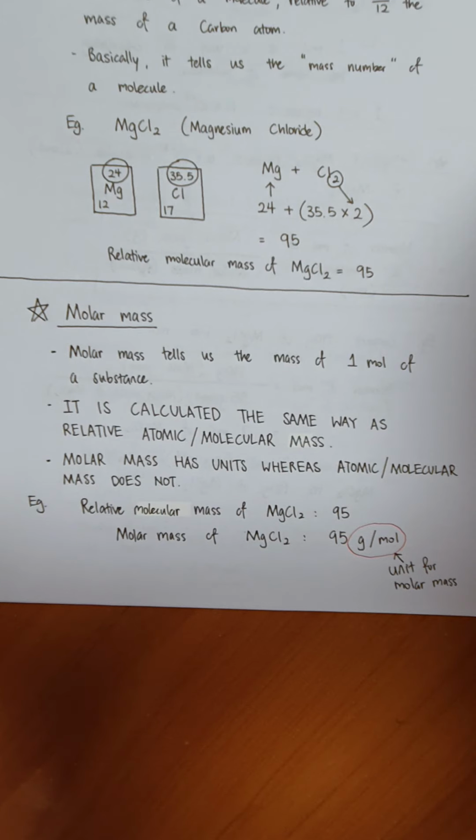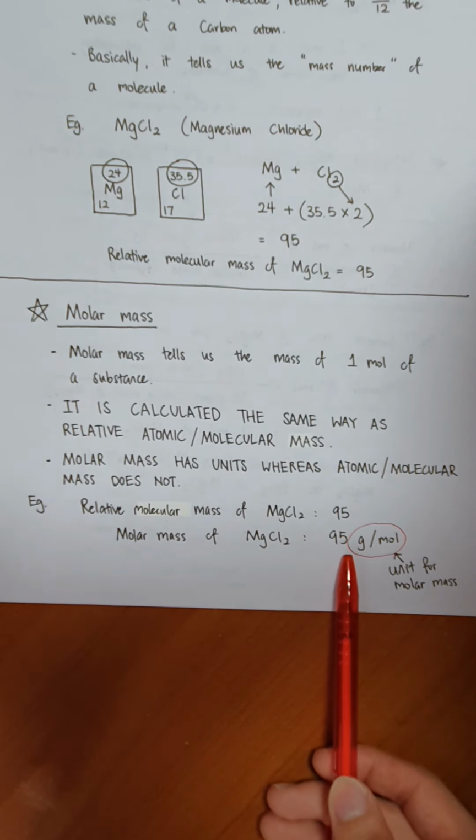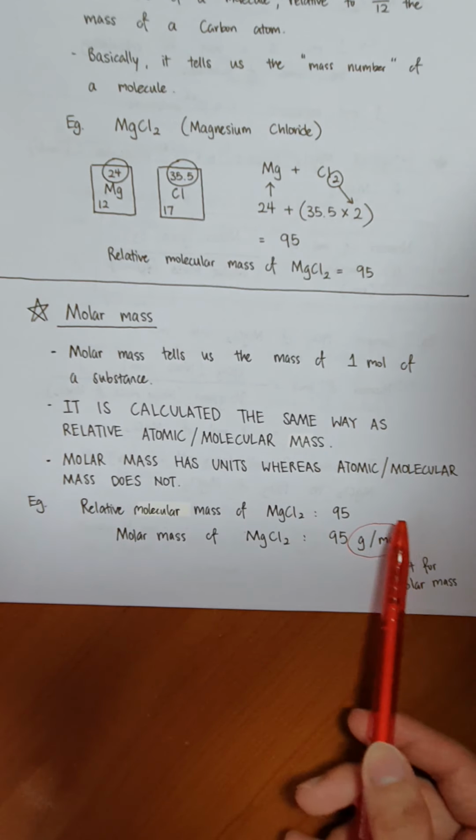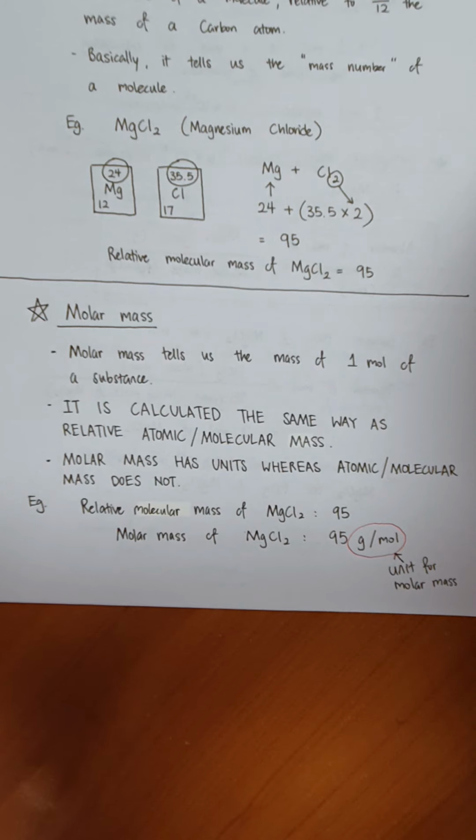And then for example, we see above the relative molecular mass of magnesium chloride is 95, right? So the molar mass of magnesium chloride would be 95 grams per mole. What that means is that 1 mole of magnesium chloride is 95 grams. And the unit of mole is what we are going to use to compare molecules.